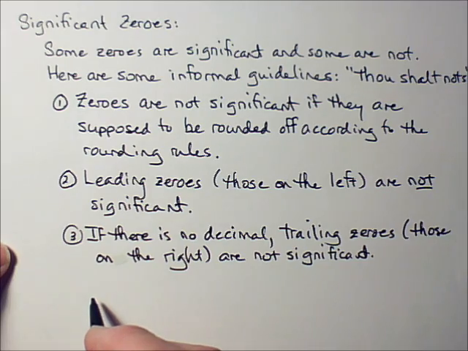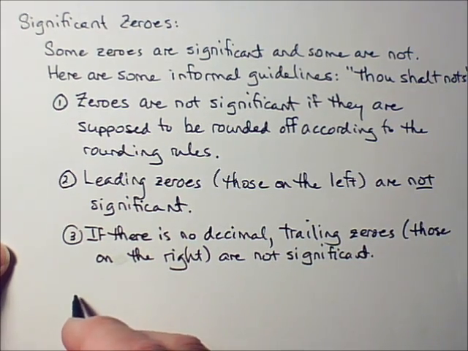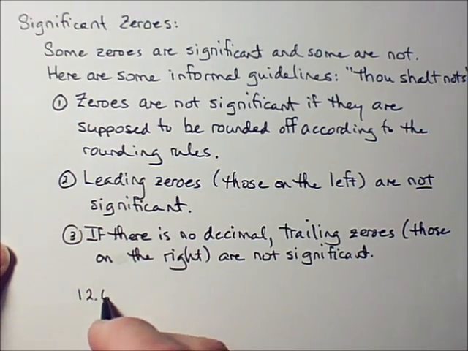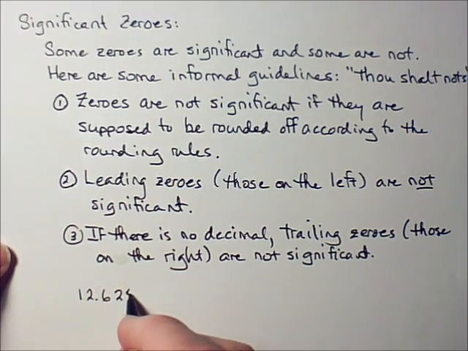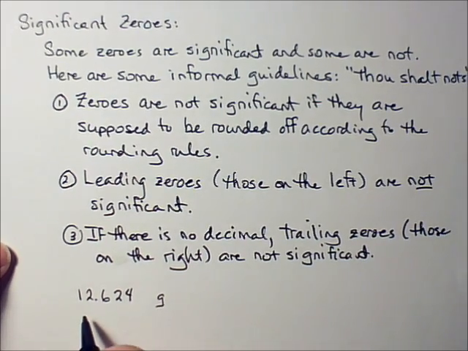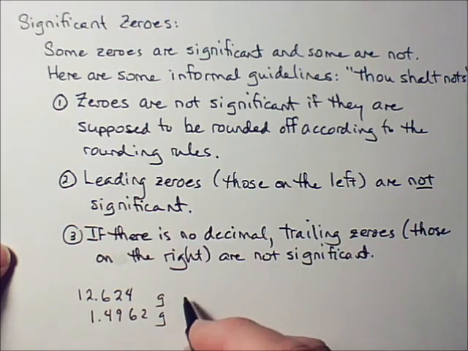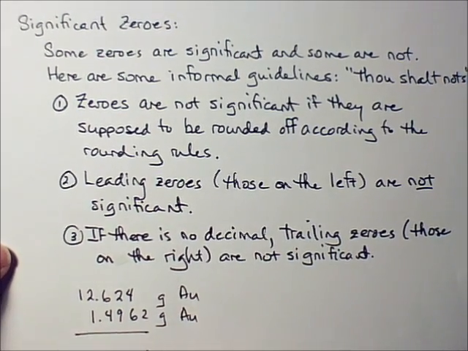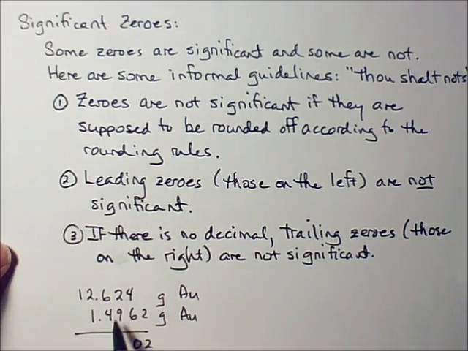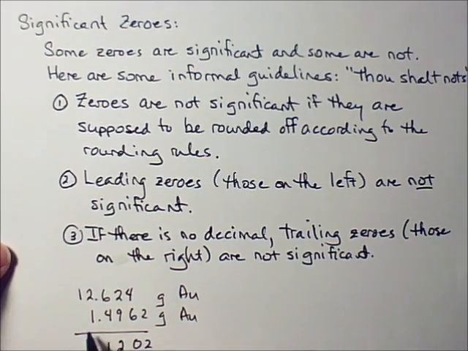Let's see. If I'm adding up some numbers, let's do 12.624 grams of something and 1.4962 grams of something. Let's just say we're going to be doing gold. Okay, so we add those together. We got a 2 here, a 10 here. That makes it a 12. So that's 11, then 14. Did I do it right?